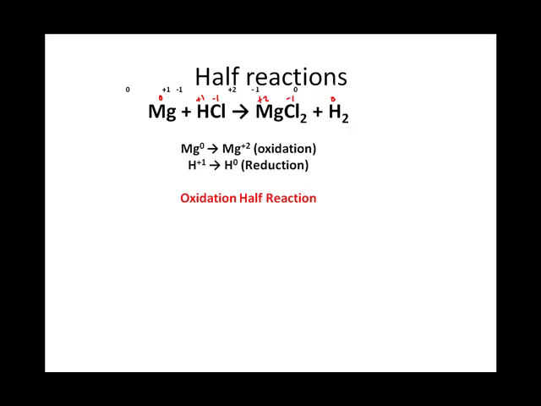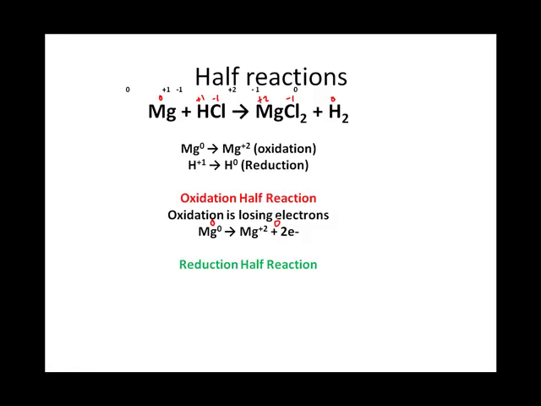So the oxidation half reaction, again, you know that oxidation is the losing of electrons, where we're going to add the electrons on the product side so that each side of the equation is equal. We know that this side is 0, so then this side also has to equal 0. +2 minus 2 equals 0.